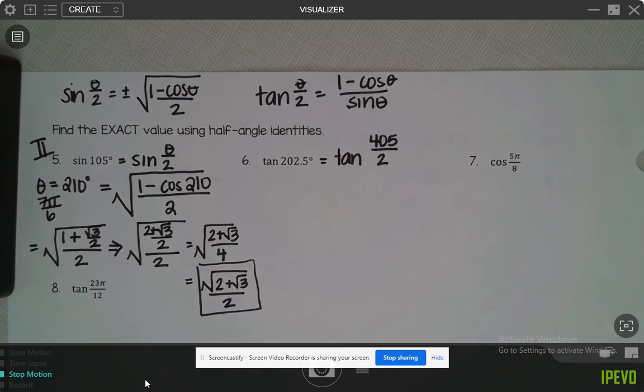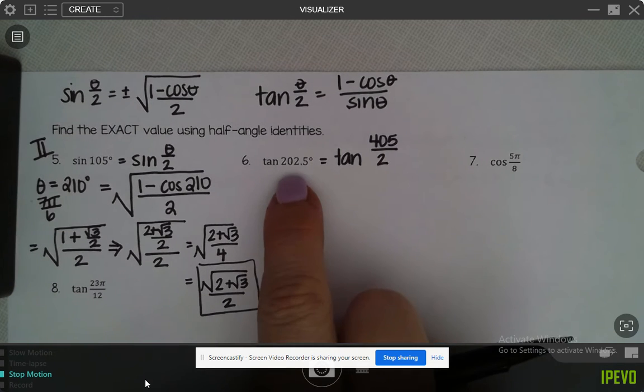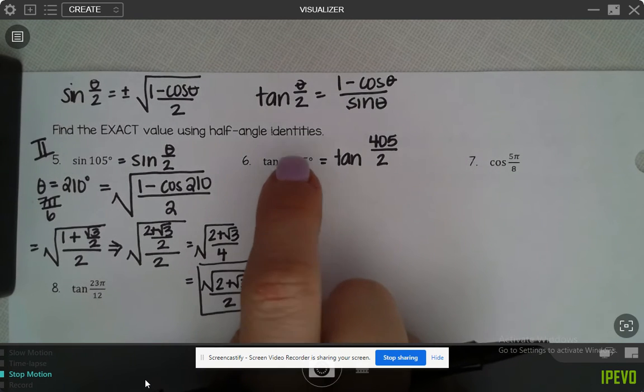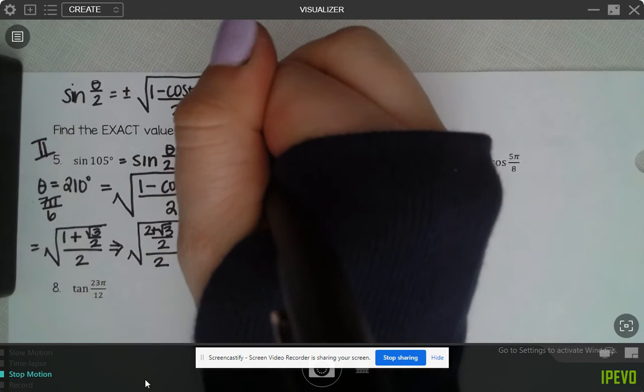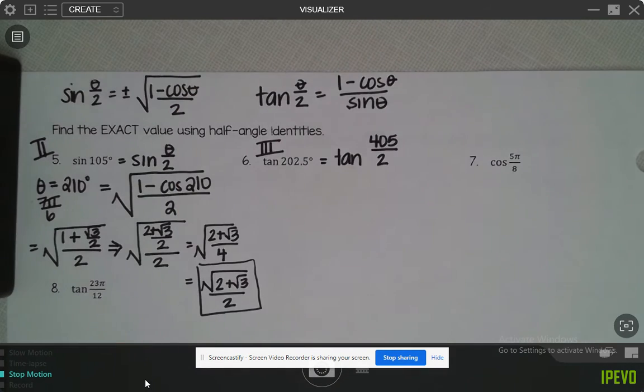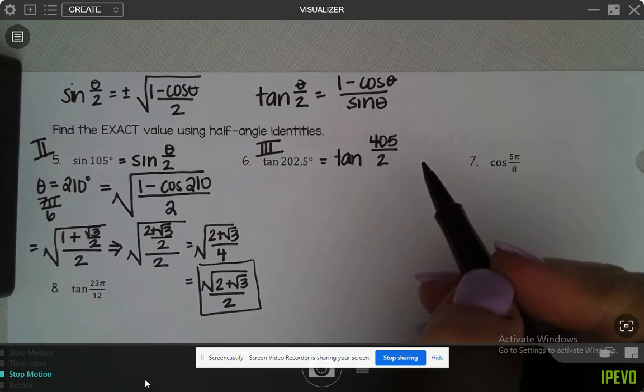You need a quadrant. Go back to the original angle in the problem. That's here. What quadrant is 202.5 in? It's in quadrant 3 because it's bigger than 180 but less than 270. It's okay. At least he's trying. Gotta give him that.